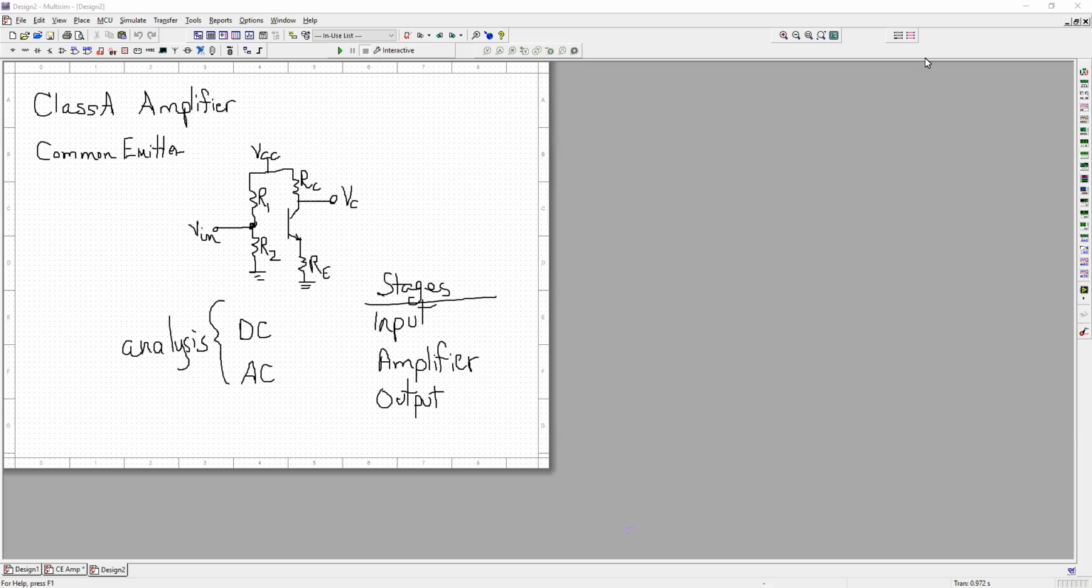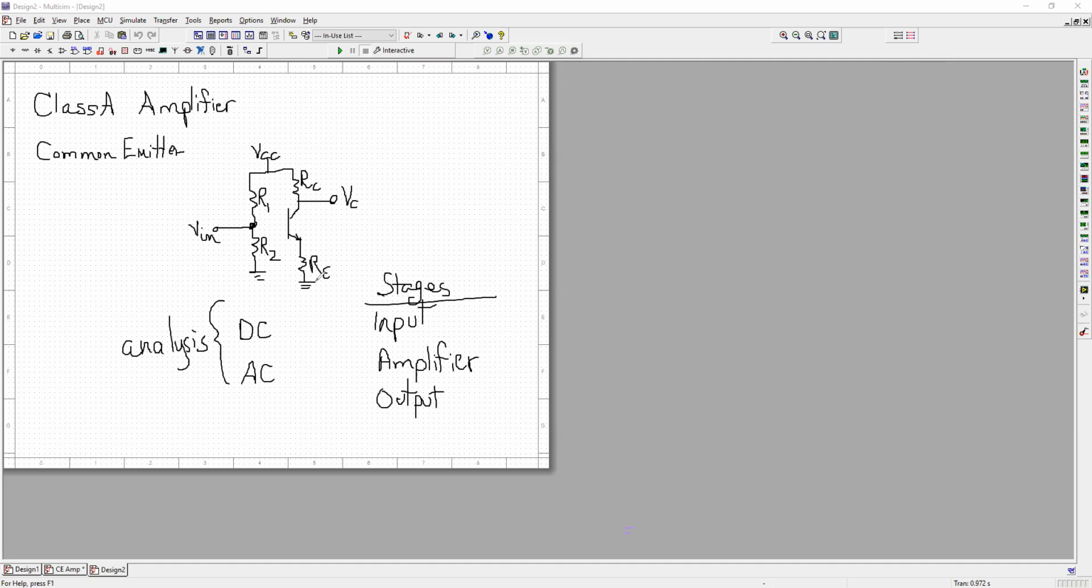We're going to study the common emitter amplifier, also known as the Class A amplifier. It is a BJT in a circuit designed specifically for a particular gain. We're going to examine the DC circuit, and we're also going to understand the AC operation.